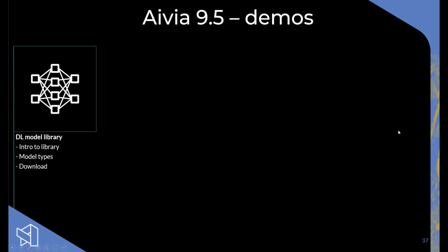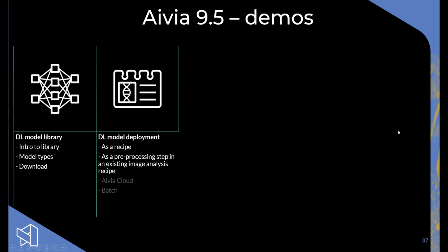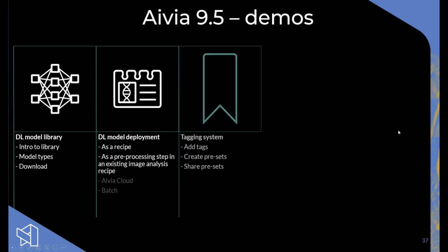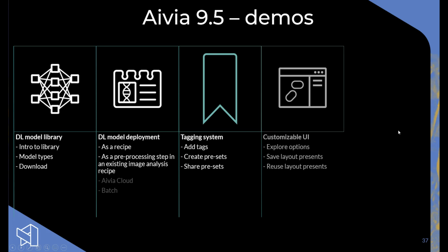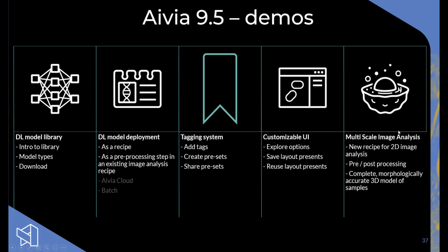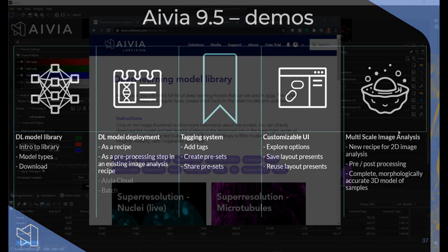So we quickly got to the demos. We'll spend a little bit of time, first of all, looking at the actual library of deep learning models. Then we'll show how to deploy these models in Aivia. Next, we'll talk a little bit about the tagging system and show how that feels and looks in Aivia, then the UI customization, and finally the 2D cell analysis recipe.